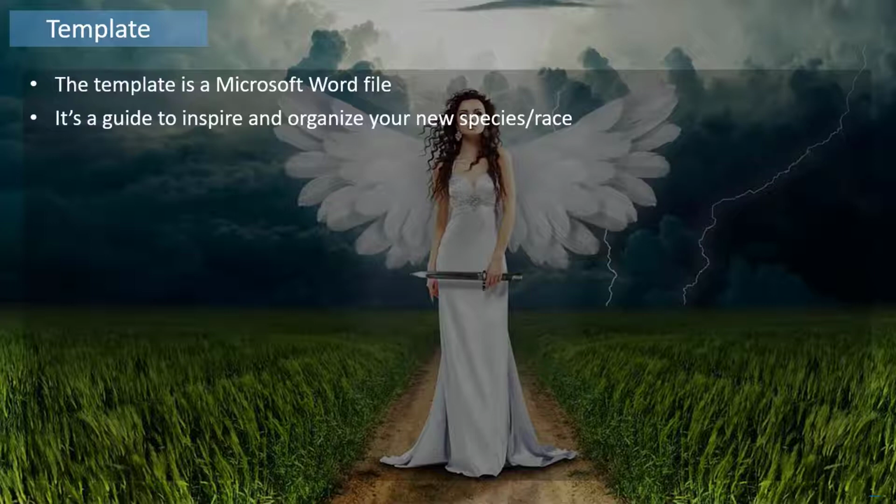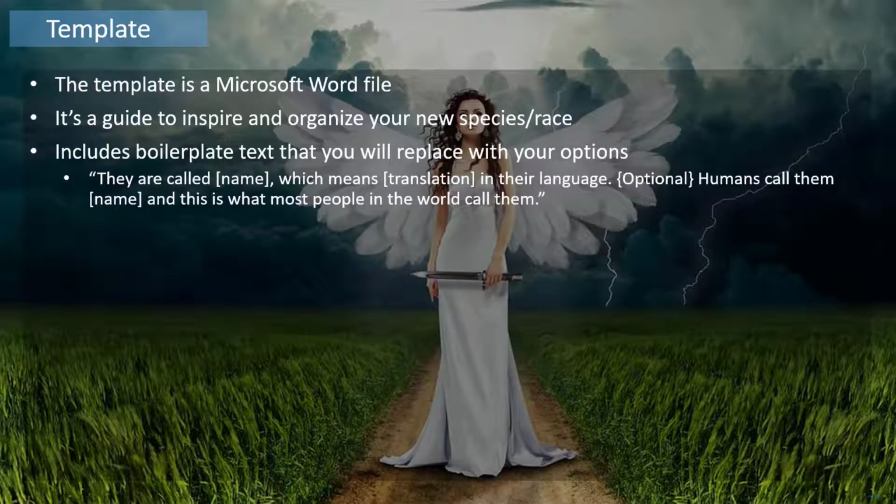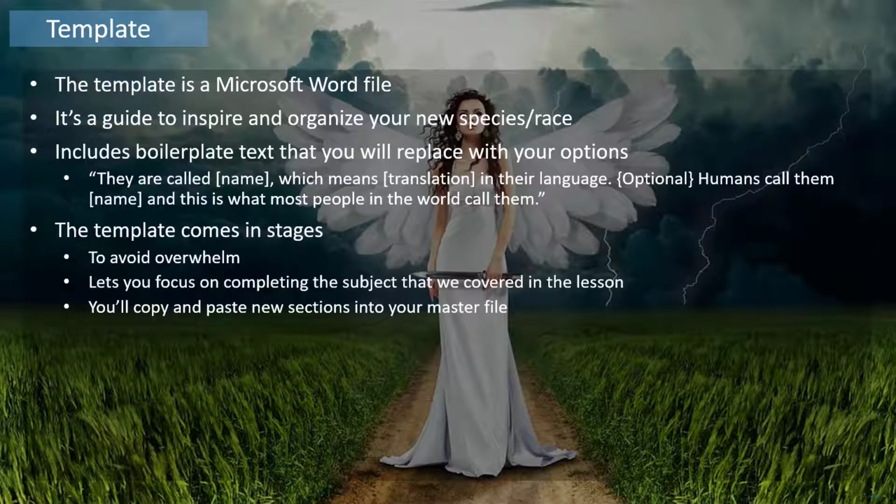The template is a guide to inspire and organize your new species. It includes boilerplate text that you will replace. You can and likely will add more text than what I provide. The examples are writing or invention prompts to trigger your ideas. Some of the work is basically done for you and you just have to make choices, but it's intended to get you thinking and inventing. The template comes in stages to keep you from feeling overwhelmed, and it also lets you focus on completing the subject that we just covered in the lesson.